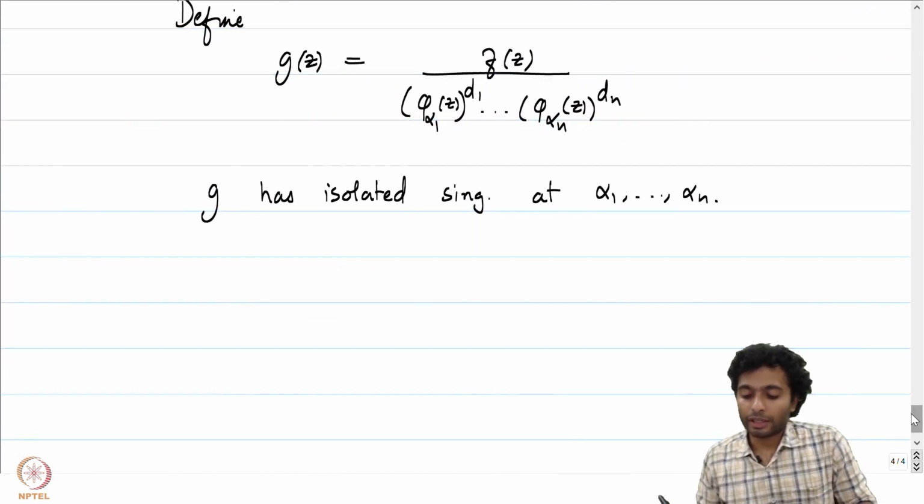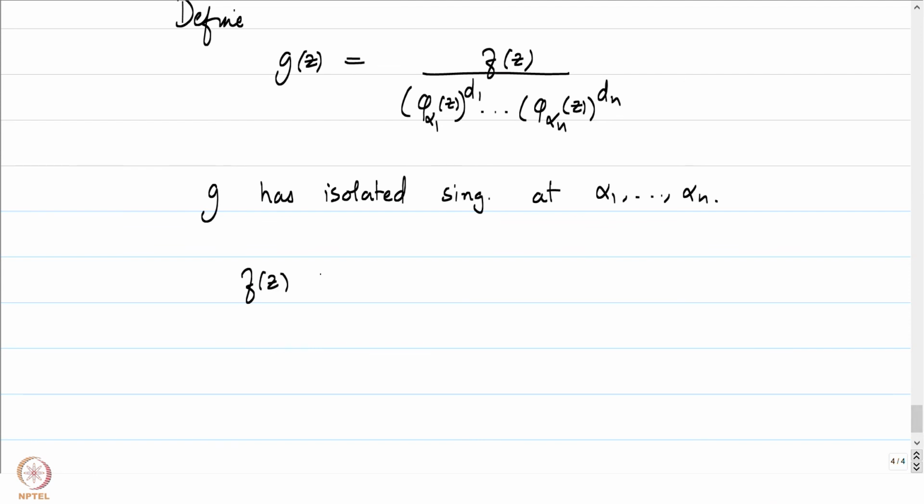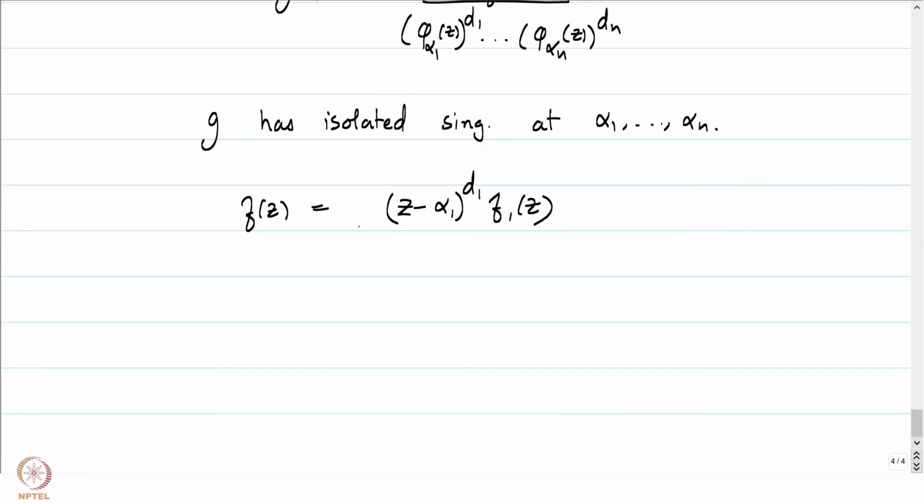If you focus at alpha 1, f of z is going to be equal to (z minus alpha 1) to the power d1 times some f1 of z, where f1 of alpha 1 doesn't vanish. And phi alpha 1 we will write later, but phi alpha 2 of z all the way up to phi alpha n of z to the power dn. So let me put all that. Phi alpha 2 of z does not vanish at alpha 1. Alpha 1, alpha 2, alpha n are distinct roots, so phi alpha 2 of z is not going to vanish at alpha 1.